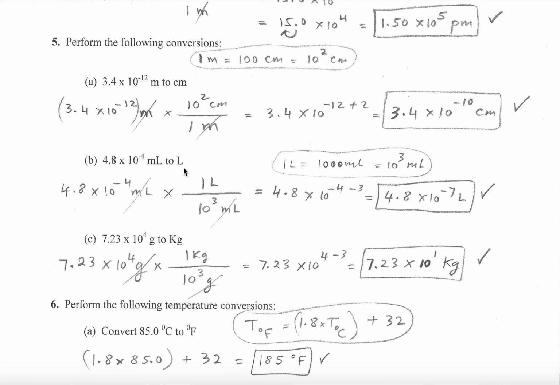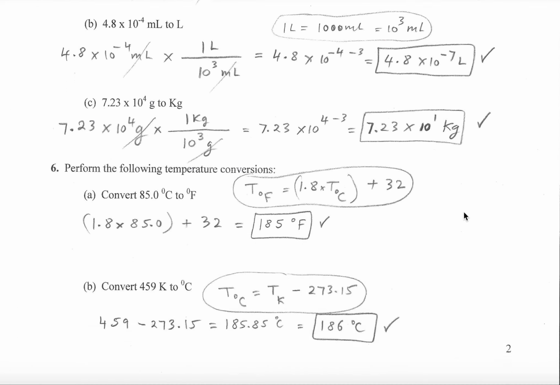Milliliters to liters, 4.8. We know one liter is equal to 1,000, which is the same as 10 to the third power milliliters. Cancel out liter and milliliter, and when you divide, you subtract. So it's minus 4, subtract minus 3. So minus 4 minus 3 makes it minus 7.